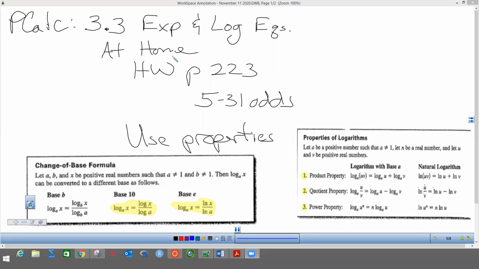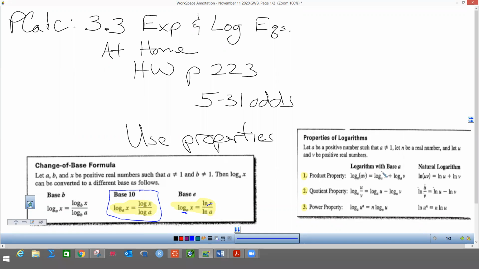Okay, so this is the at-home notes for 3.3 exponents and log equations. We're going to be using these properties. I've already given you this one last week, especially for you guys that didn't have a base log button on your calculator. You can use this one, which is the same thing, except you can use natural log instead of log. It's natural log of the big number over natural log of A.